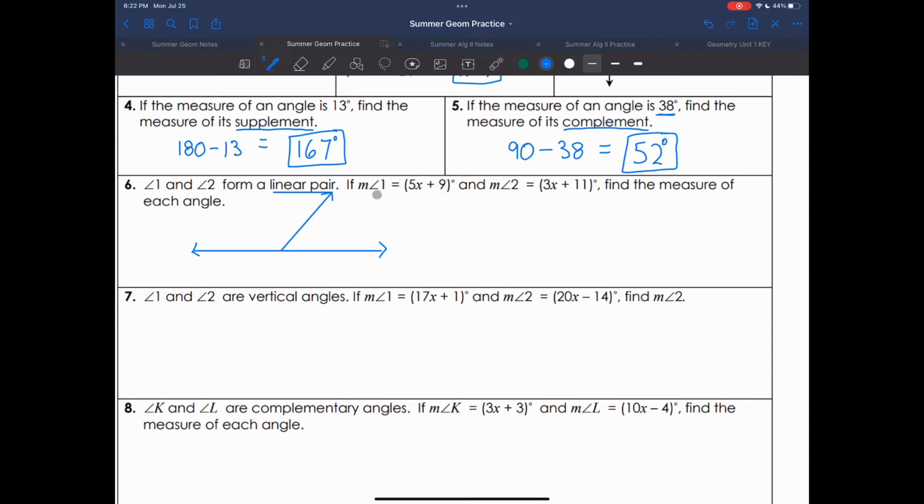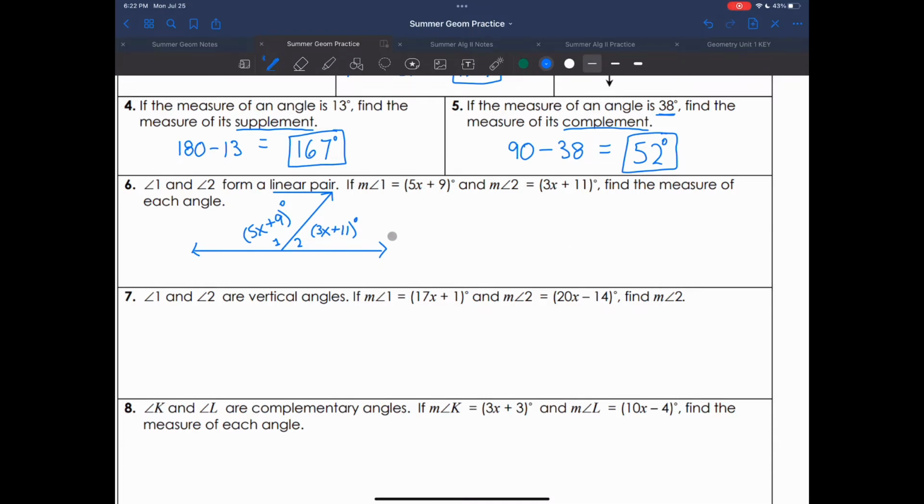So it says if the measure of angle 1 is 5x plus 9, let's see, we'll make this angle 1 and this angle 2, and I'll go ahead and label angle 1. They tell us that angle is 5x plus 9 degrees. Okay, and they say the measure of angle 2 equals 3x plus 11 degrees. I'll go ahead and label that over here. 3x plus 11 degrees. And it says find the measure of each angle.